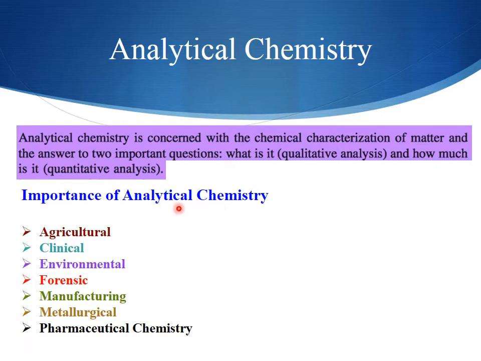Analytical chemistry is very important in different disciplines. It is of utmost importance in agriculture. It has found its value in clinical analysis and environmental chemistry. It is very important from the point of view of forensic analysis, for the manufacturing of different goods, and for metallurgical processes, for example, in order to determine and then to specify the quantity of iron in steel. And it is also very much important in pharmaceutical chemistry.